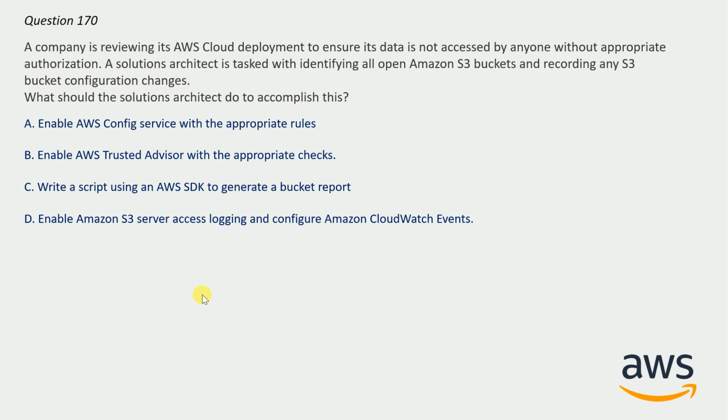And the correct answer here will be option A. Enable the AWS Config service with appropriate rules. Because AWS Config is a service that enables you to assess, audit and evaluate the configuration of your AWS resources. Config continuously monitors and records your AWS resource configuration and allows you to automate the evaluation of recorded configuration against the desired configuration. So option A is absolutely correct here.